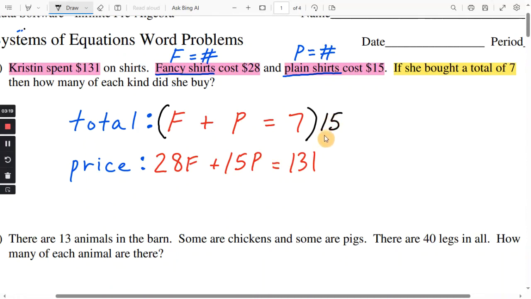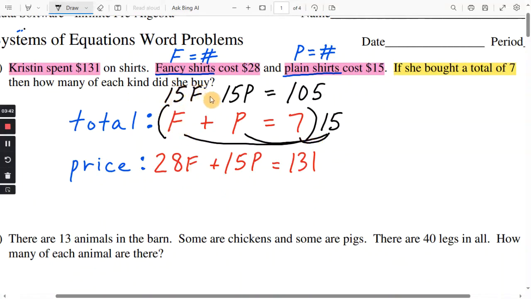So let's distribute. 15 times 7, that's going to be 70 plus 35, that's going to be 105. Keep the equal sign. 15 times P is 15P, and 15 times F is 15F. So we have the new equation there. It's really the same equation, it's just in a different form.